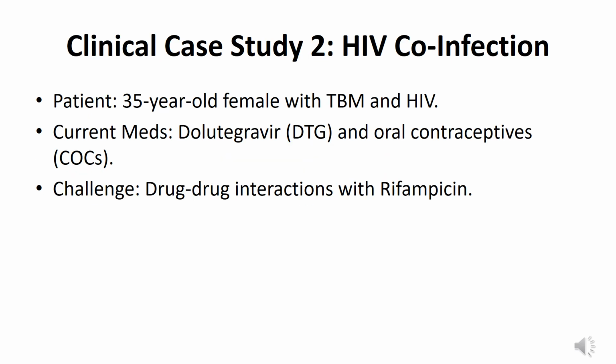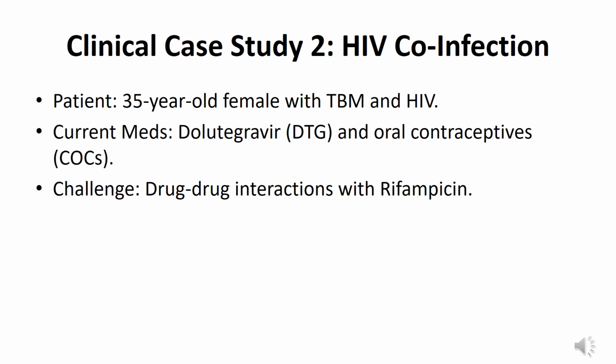Let's explore another important clinical scenario involving tuberculous meningitis and HIV co-infection. A 35-year-old woman is diagnosed with tuberculous meningitis. At the same time, she is living with HIV and is already receiving antiretroviral therapy. Her current HIV treatment includes dolutegravir, often called DTG. She is also using combined oral contraceptives, commonly known as COCs, for family planning.